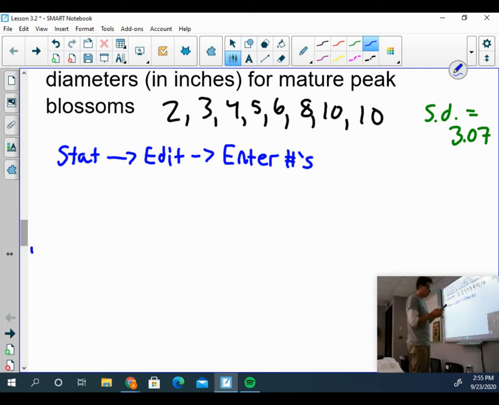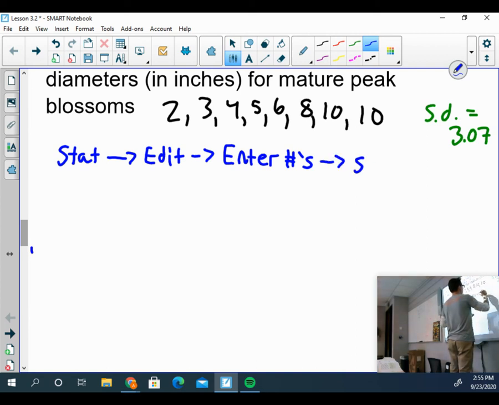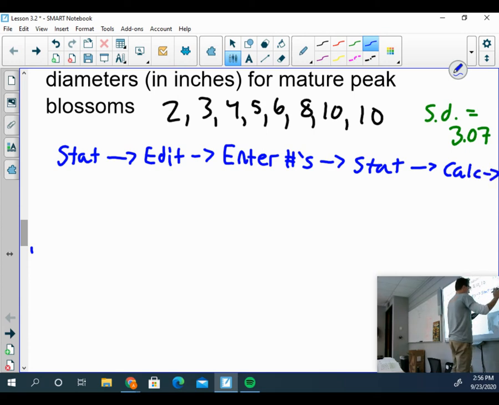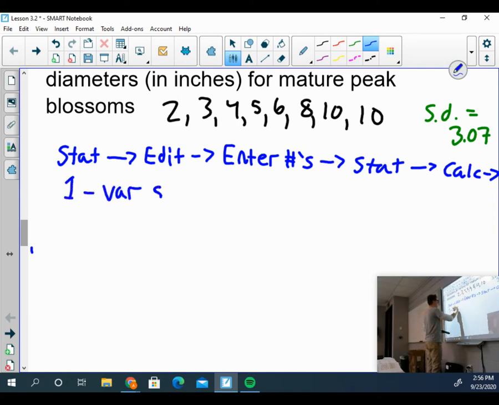Then I'm going to hit the Stat button again. And it's going to take me back to that edit screen. Except I'm not going to click edit this time. I don't want to go back to the list, but I'm going to tab over with the right arrow key to calc. And then there are going to be a bunch of different options, and I'm going to click enter on 1-Var Stats. Okay, and then it'll take you back to the home screen of your calculator.